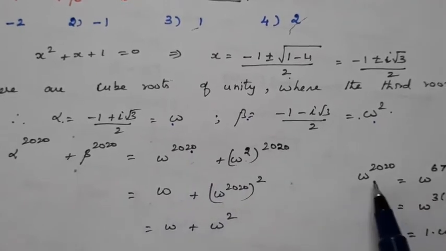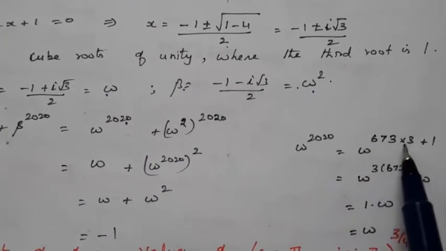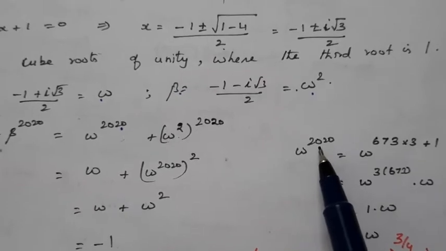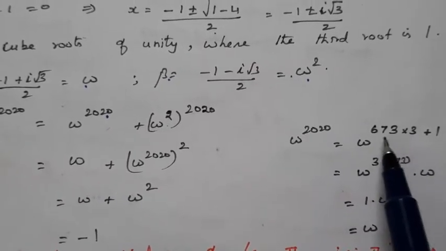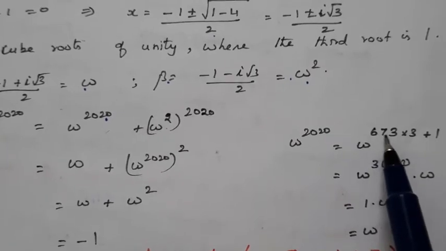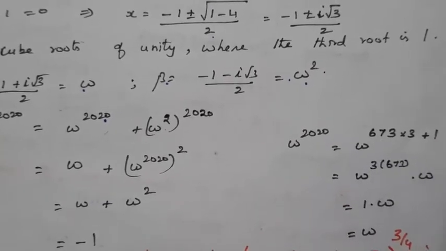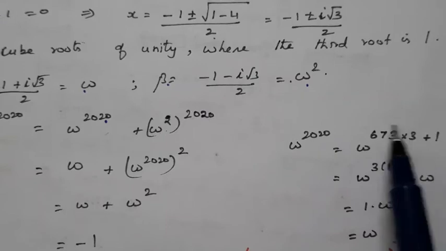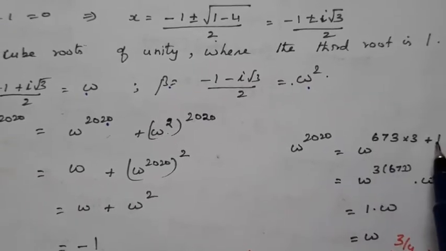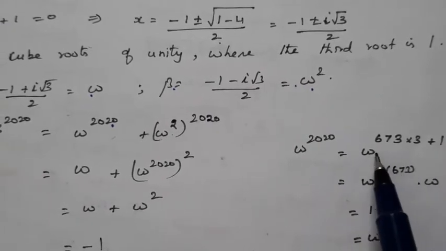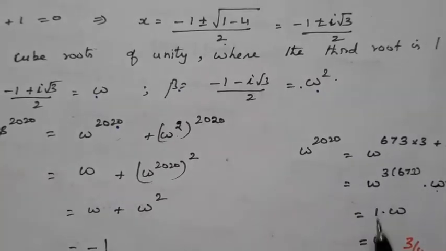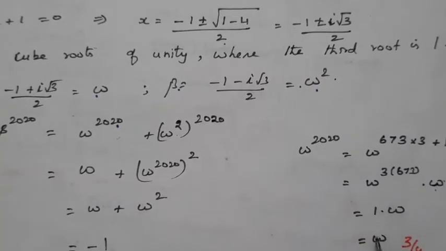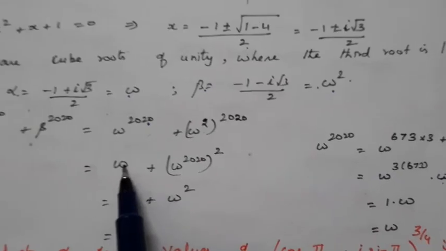Okay. So for omega power 2020, we have to express the exponent as a multiple of 3 plus the remainder. So it is nothing but a multiple of 3, 673 times, plus 1. The remainder is 1, so the value will be omega power 1 finally. So what is the answer for omega power 2020? It is omega.